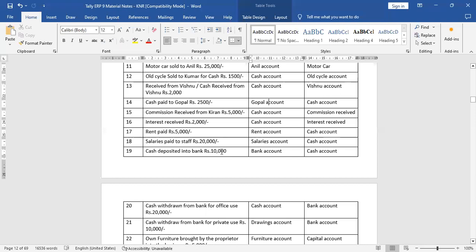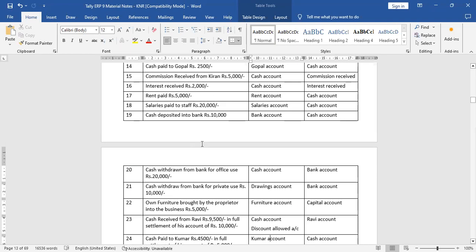Cash deposited into bank, rupees 10,000. You are depositing the money into the bank. Now, is the bank a receiver or giver? Receiver. Receiver is always applicable in the personal account. So the bank is a receiver. Receiver, which side? Debit side. Now you are depositing the cash. Cash comes in or goes out? Goes out. So which side do you enter? Credit side. Debit is the bank, cash is the credit.